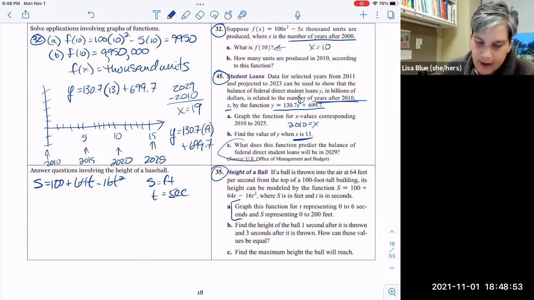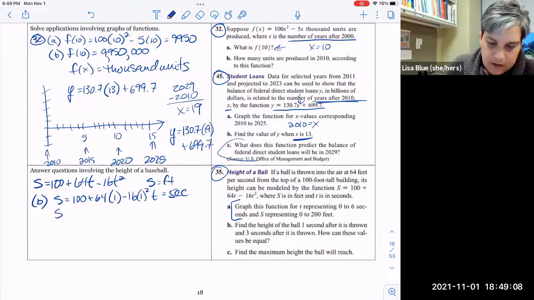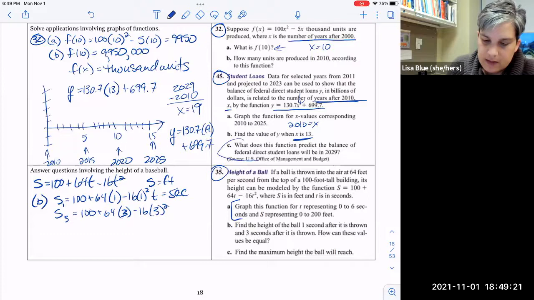Okay, so for that one, you would set S equal to 100 plus 64 times 1 minus 16 times 1 squared. And so this is the height at 1 second. And then this is also the height at 3 seconds. Whoops, 3. And this is going to come out to the same answer.